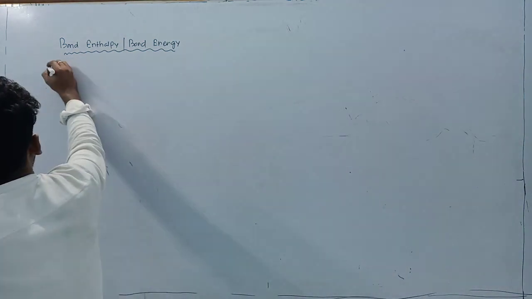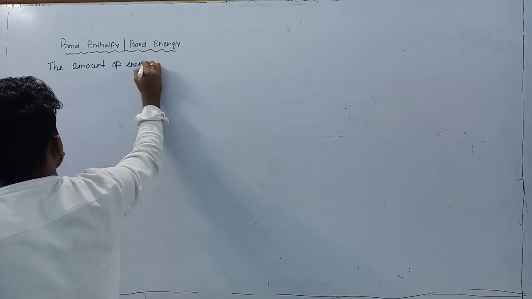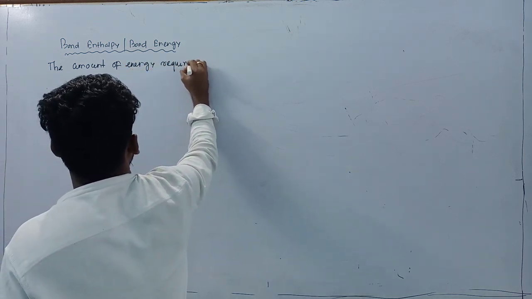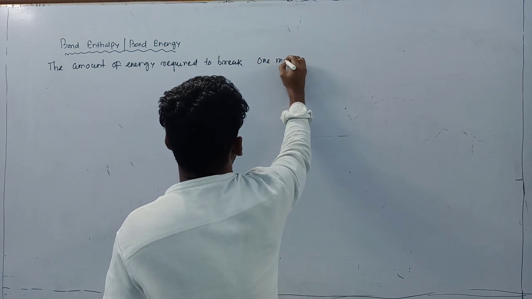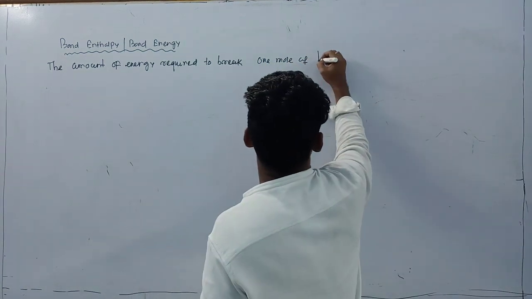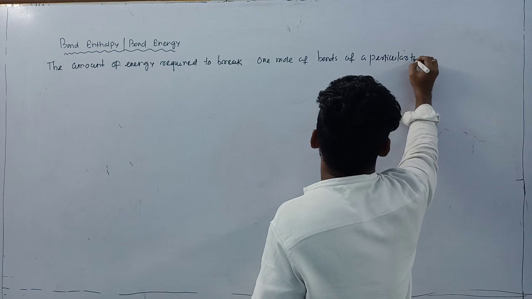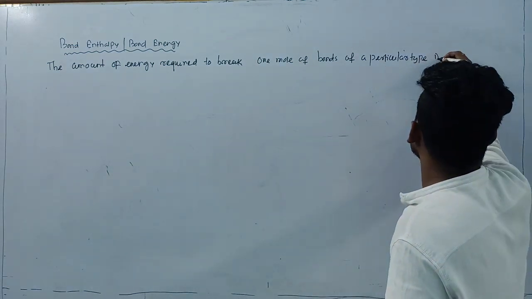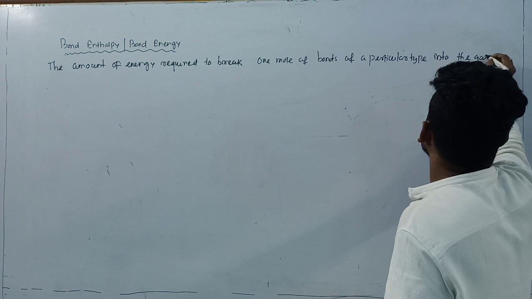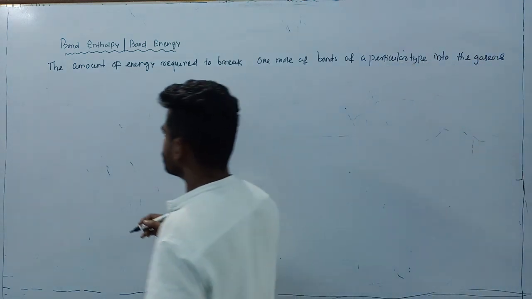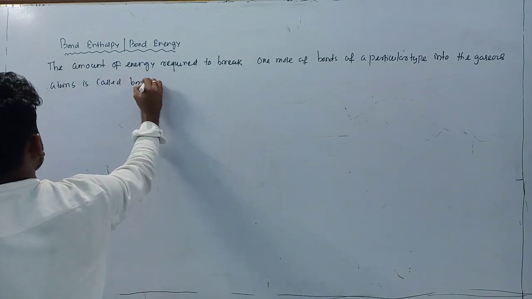So you can write over here: the amount of energy required to break 1 mole of bonds of a particular type into gaseous atoms is called bond enthalpy.